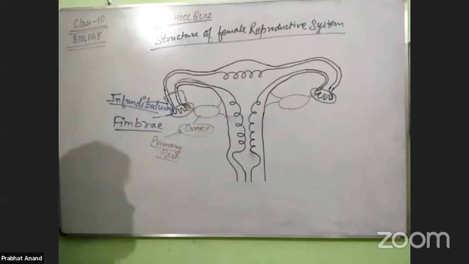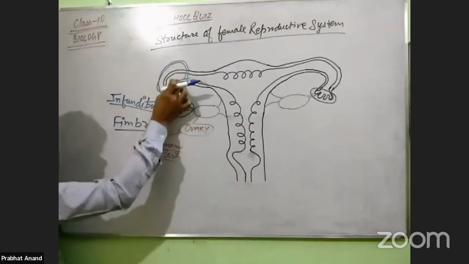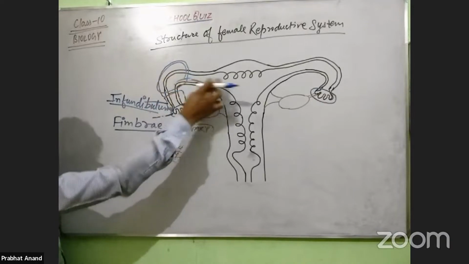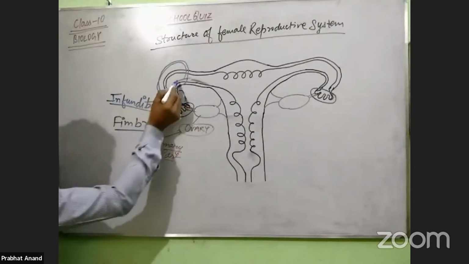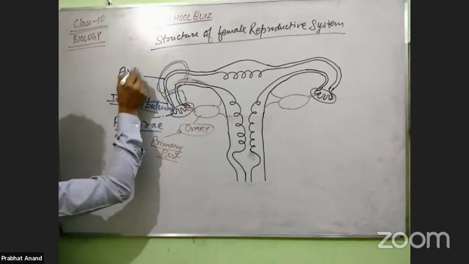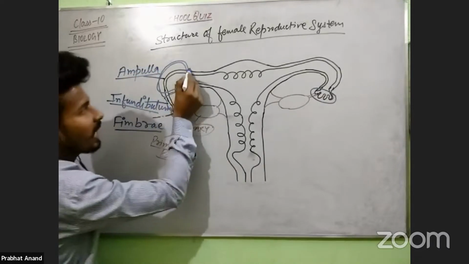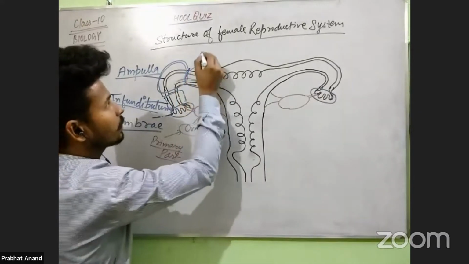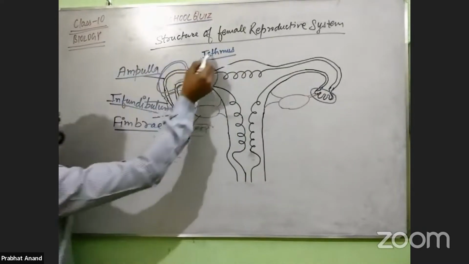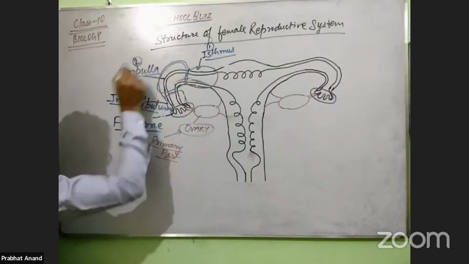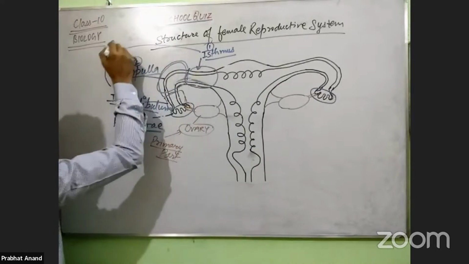After the infundibulum, this is the elongated section, which is basically called the ampulla. Got it? And after the ampulla, it eventually comes into the isthmus. These are the parts: first is the isthmus, second is the ampulla, and third is the infundibulum. These three parts combined are called the fallopian tube.